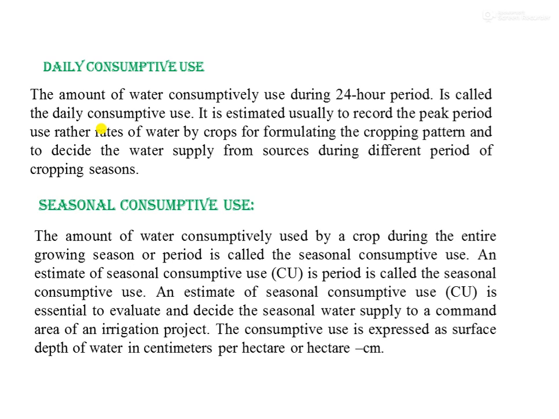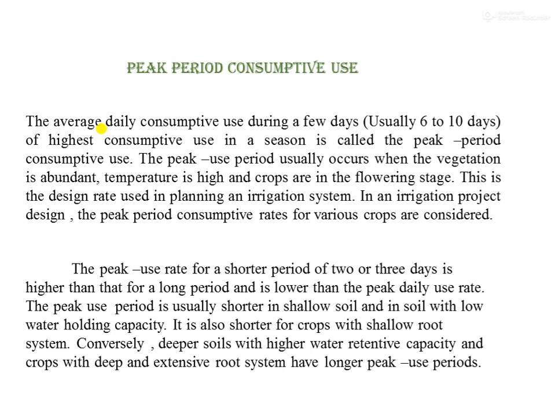Then seasonal consumptive use: the amount of water consumptively used by a crop during the entire growing season or period is called the seasonal consumptive use. An estimate of seasonal consumptive use is essential to evaluate and decide the seasonal water supply to the command area of an irrigation project. The consumptive use is expressed as surface depth of water in centimeters per hectare or hectare per centimeter.